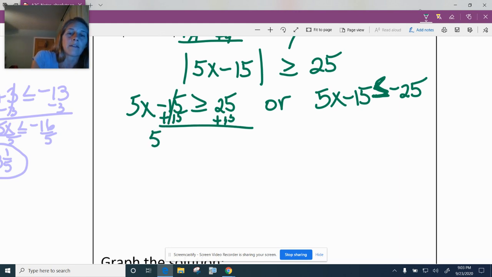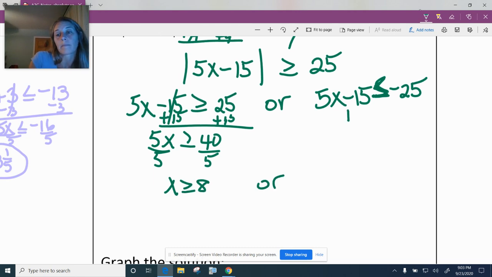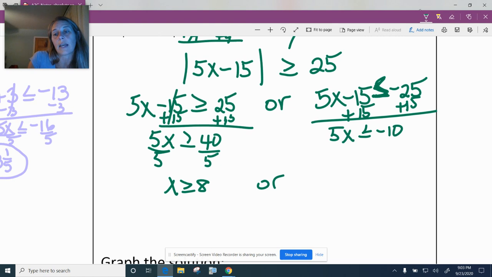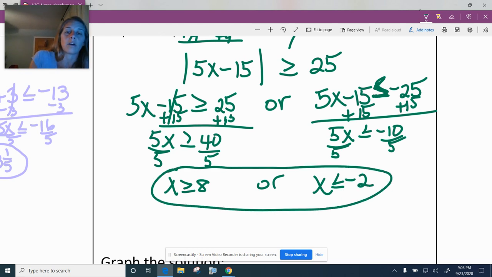So I get 5x is greater than or equal to 40. Divide by the 5, x is greater than or equal to 8. Or, adding 15 over here, we get 5x is less than or equal to negative 10. And then when we divide, we get x is less than or equal to negative 2. So these are the answers for this one.